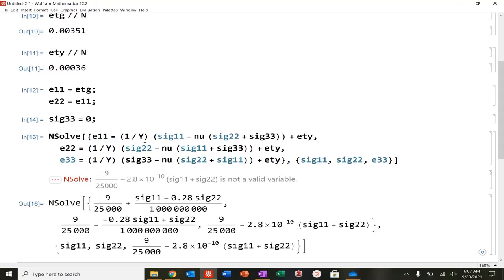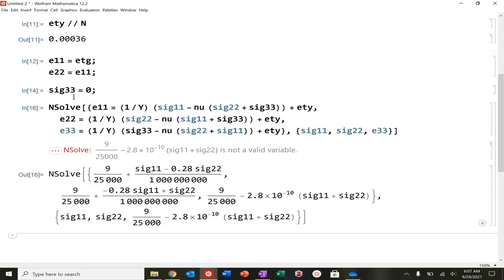Oops. Let's see here. Where have I made a teensy mistake? I think I probably miswrote SIG11. One second here.